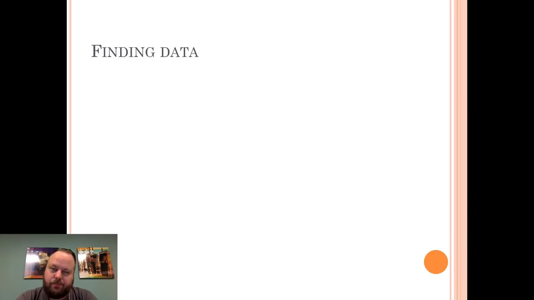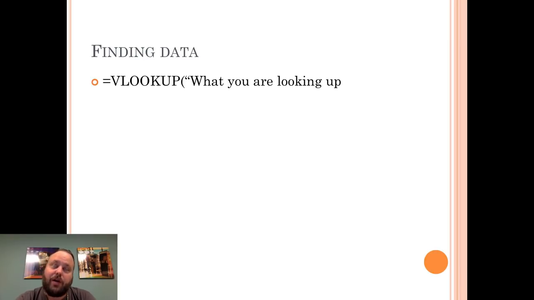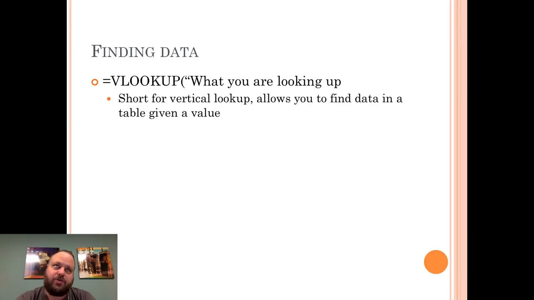Now, we have something that allows us to do this lookup of information. I'm going to go ahead and show it to you here. VLOOKUP is short for vertical lookup. It allows us to find data within a table given a value.